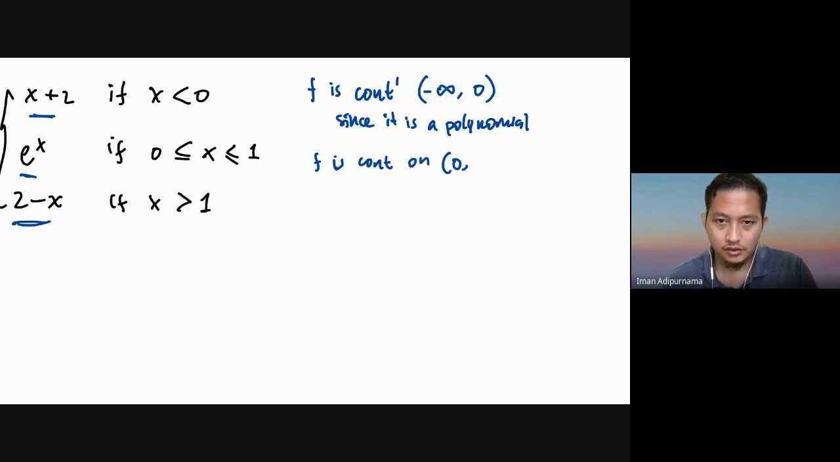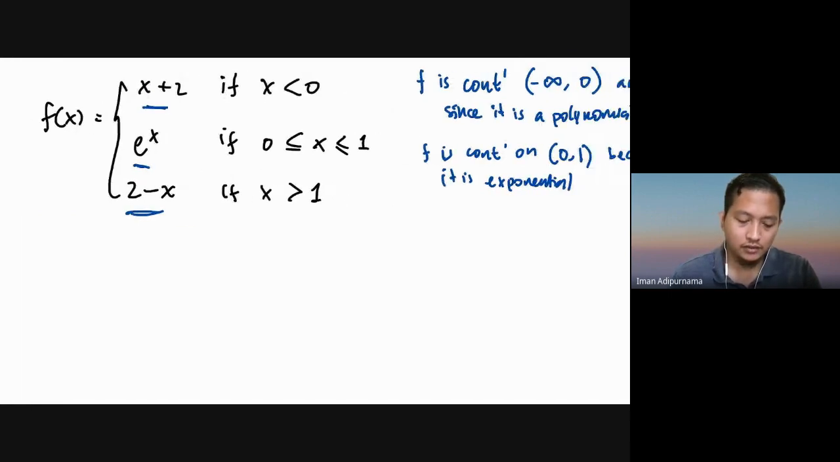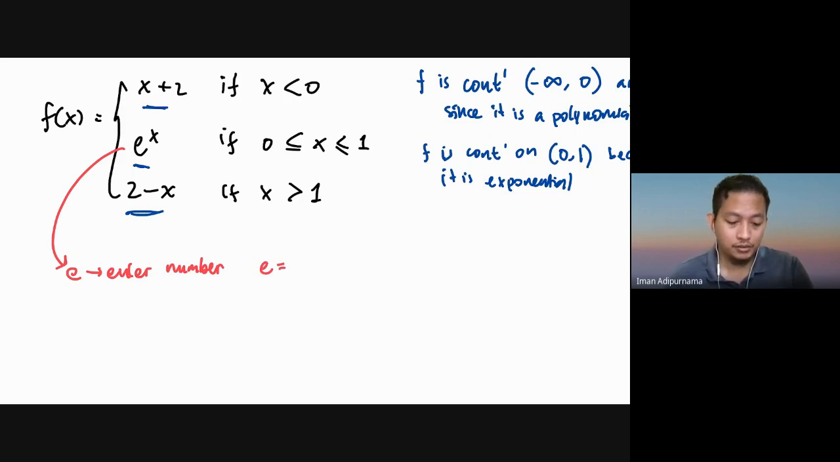on 0, 1. Or maybe I will combine this with this because both are polynomial, and f is continuous on 0, 1 because it is exponential, e to the x here, right? If you maybe do not remember what e is, e stands for Euler number. It's one of the irrational numbers.